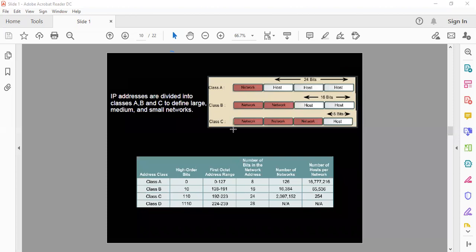While in class B, 2 octets are used for network addressing, while 2 octets are used for your host addressing. If you need more networks and fewer hosts, in that case you will use class C IP addressing. Class A IP addressing ranges from 0 to 127, meaning 126, I think there is an error.